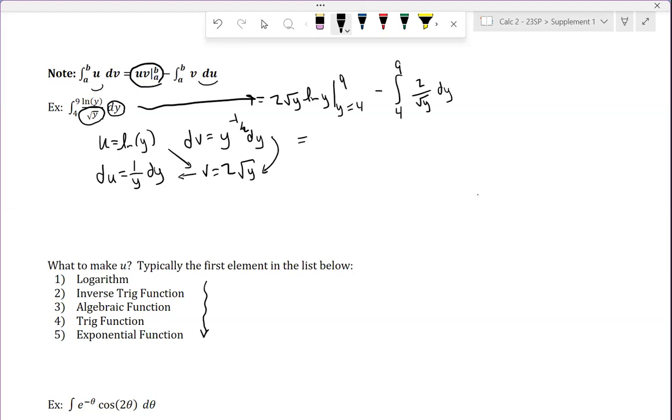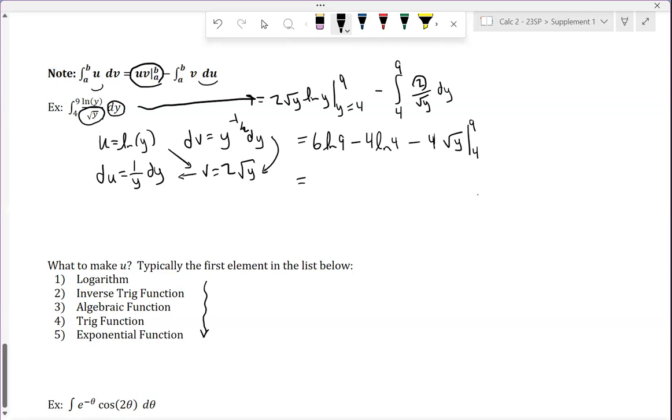Okay, so let's do this evaluation. So 2 root 9, so 2 times 3 is 6, log 9, minus root 4 is 2, so 2 times 2 is 4, so 4 log 4. Subtract the integral, so this is y to the minus 1/2. So when I integrate it, it's going to be y to the plus 1/2. And then divided by 1/2 or times 2, there's already a 2 there, so I get a 4 root y from 4 to 9.